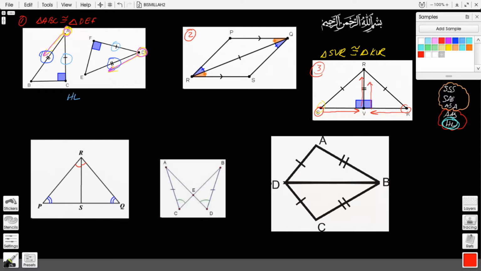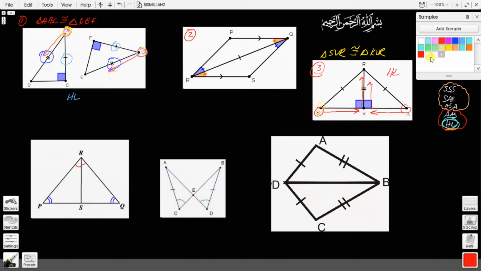SVR corresponds to KVR. Now these two triangles are going to be congruent because we have right triangles, so we'll see if we can use our hypotenuse leg. Can we? We have hypotenuse that's congruent, and we have one leg that's common to both of them. So RV is common to both of them by the reflexive property. So we have this triangle over here with hypotenuse and leg, and this triangle over here with hypotenuse and leg. So those two triangles will be congruent again because of hypotenuse leg.